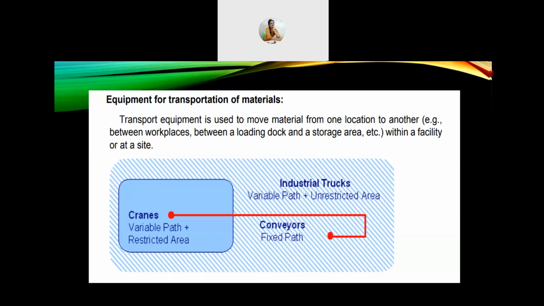Next, equipment for transportation of materials. Transport equipment is used to move material from one location to another, for example between workplaces, between a loading dock and a storage area, etc. That is within a facility or a site. So cranes are the variable part plus restricted area. Then industrial trucks, that is variable part plus unrestricted area, followed by conveyors, and conveyors are the fixed part.